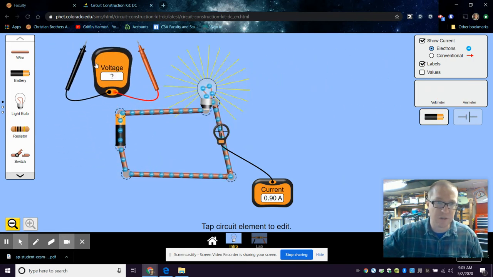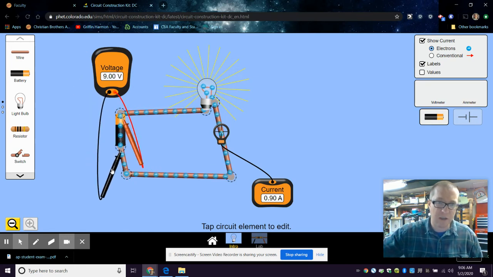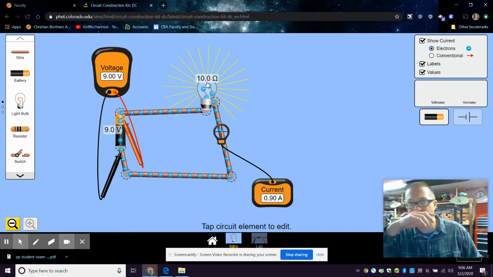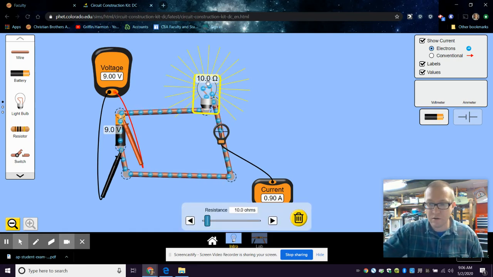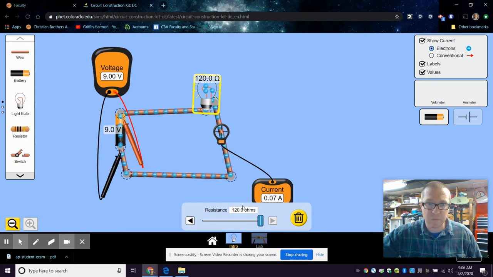What a voltmeter does is, if you put the red lead on one side and the black lead on the other side, it'll tell you the voltage across this battery. Now, I click show values, and look, 10 ohms is the bulb. That's the resistance of the light bulb. I can change that. Right, I can make it 100. Right down here, I can drag it, I guess. Make it 120. The current slows down. It's not as bright.